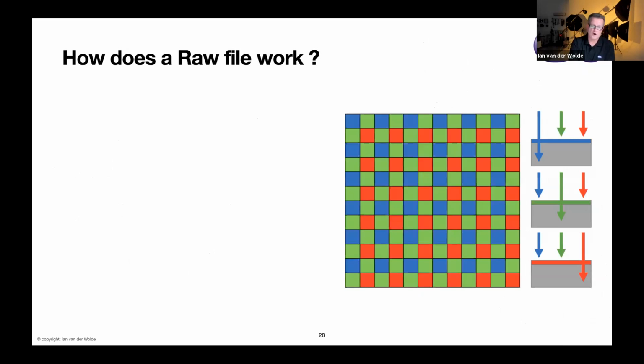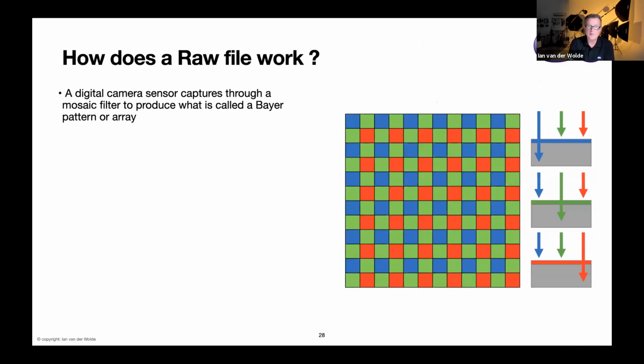So how does a RAW file work? A RAW file is basically a digital camera sensor that has a mosaic filter over the top of it. It's what's called a Bayer pattern or a Bayer array. If you look at the diagram on the screen, in every cluster of four pixels, we have 2 green pixels, a blue and a red pixel. The reason there's more greens is because scientists have worked out that our eyes are more sensitive to green. Therefore, they have included that bias, if you like, in our camera sensors.